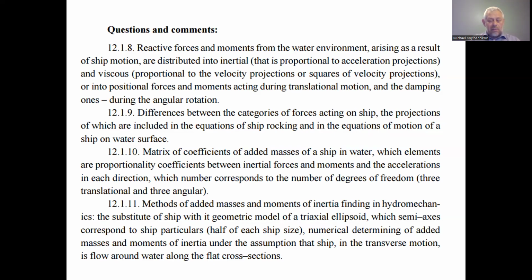12.1.11, methods of finding added masses and moments of inertia in hydromechanics. The substitution of the ship with a geometric model of a triaxial ellipsoid, whose axes correspond to ship particulars, half of each ship size. Numerical determining of added masses and moments of inertia, and the assumption that the ship in transverse motion is flowed around by water along the flat cross sections.